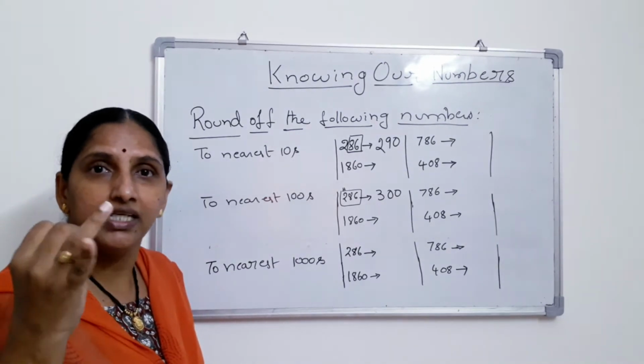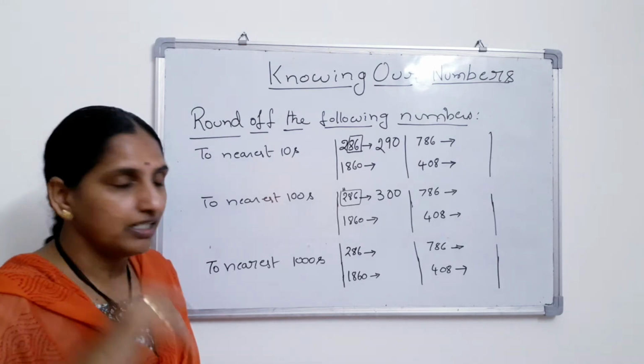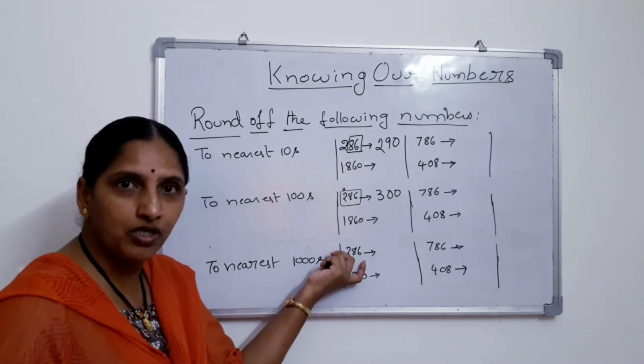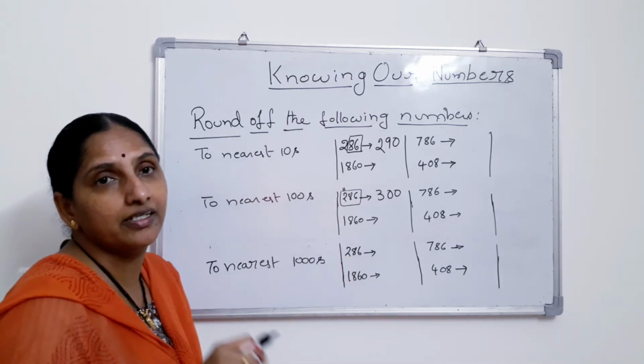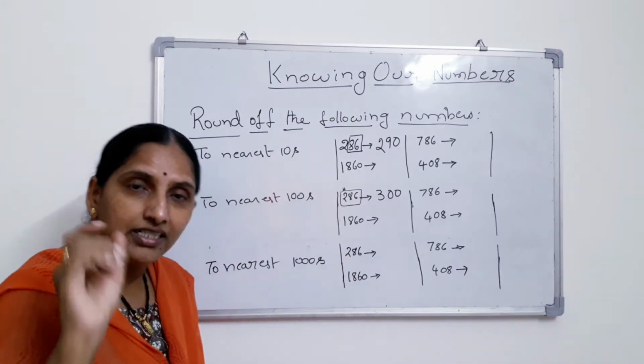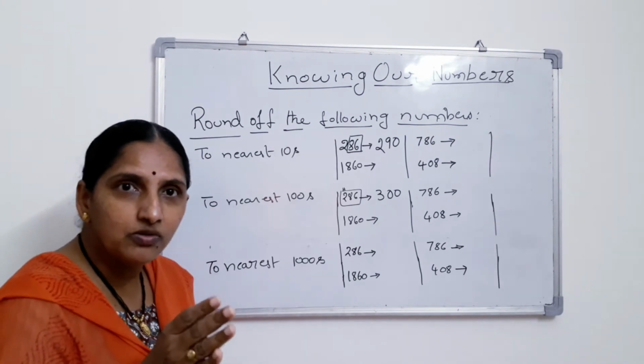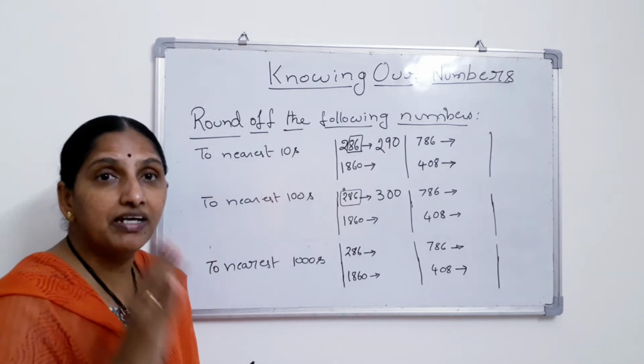0, 1000, 2000, 3000, like that. So where is this number? It is a very small number when compared to 1000, so it lies between 0 and 1000. And where is the mid value? The midpoint is at 500.